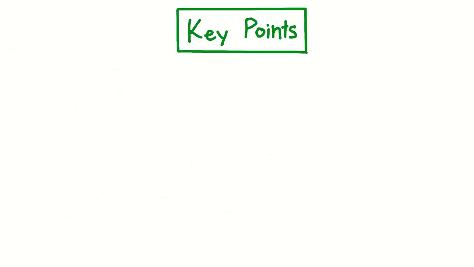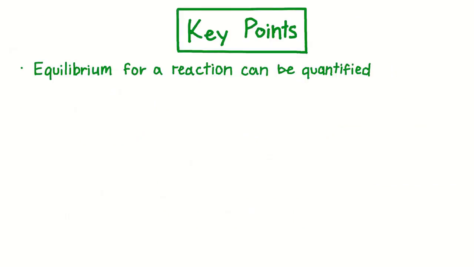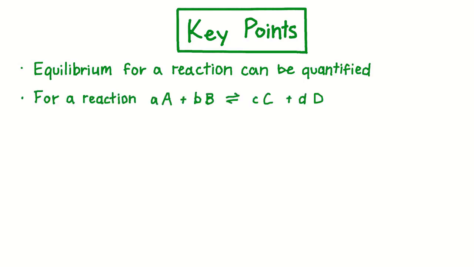Let's wrap up this video by summarizing the important points. The equilibrium for a reaction can be quantified. For a general reaction, we can create an expression for Kc by dividing the concentrations of the products by the concentrations of the reactants and raising everything to the power of their stoichiometric coefficients.